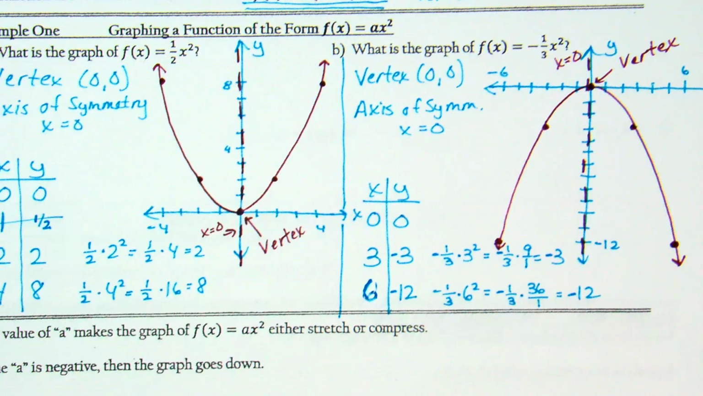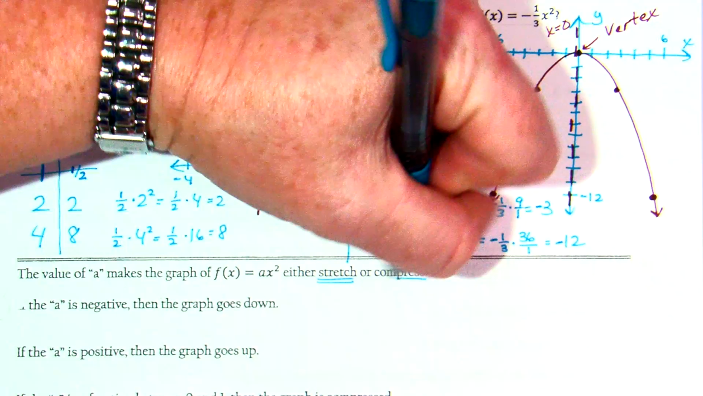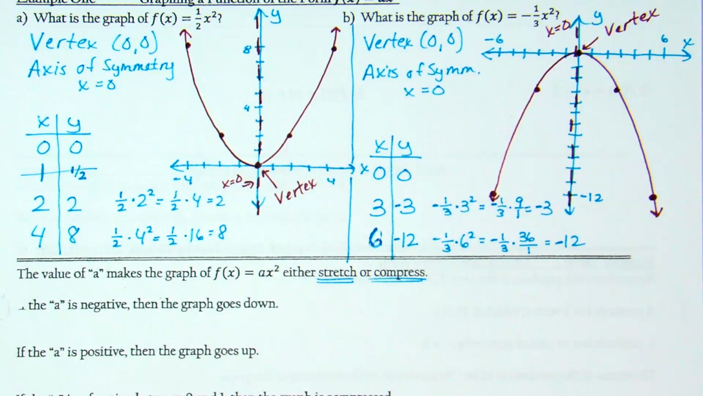A little bit of information to review in the middle section here. The value of a makes the graph of f of x equal ax squared either stretch or compress. You remember from chapter 2, the list of all of our transformations? When there's a number that multiplies out in front, it's either a stretch or a compress. That's what we're talking about right here, the 1/2 and that 1/3. Those are either stretch or compress.